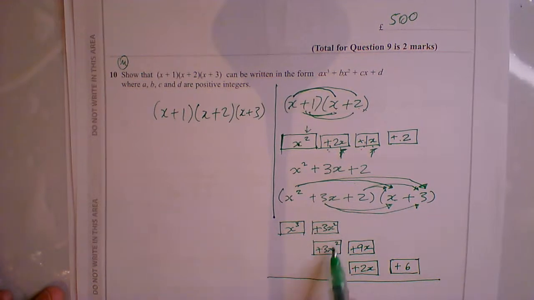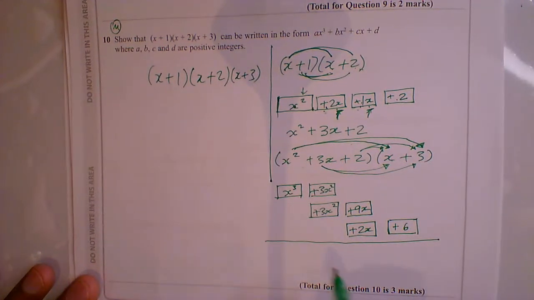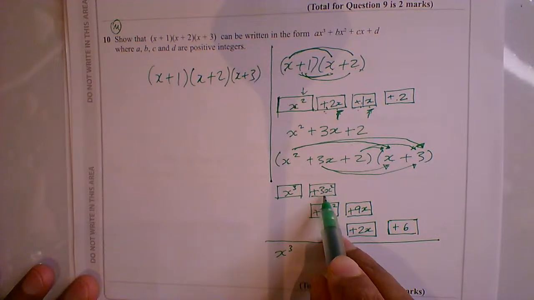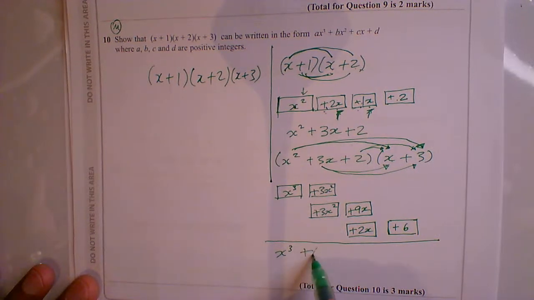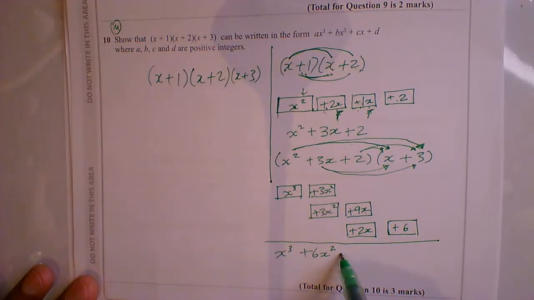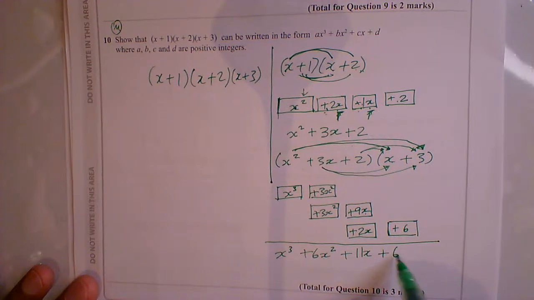So I'm going to collect the like terms. You can see this is a cube one, this is a square and a square, x and an x. I've kind of collected like terms because of how I've laid it out. If you remember that, that's great; if you don't, don't worry. So x cubed, x squared and x squared: 3 plus 3 is 6, so 6x squared. 9 plus 2 is 11x, and plus 6.